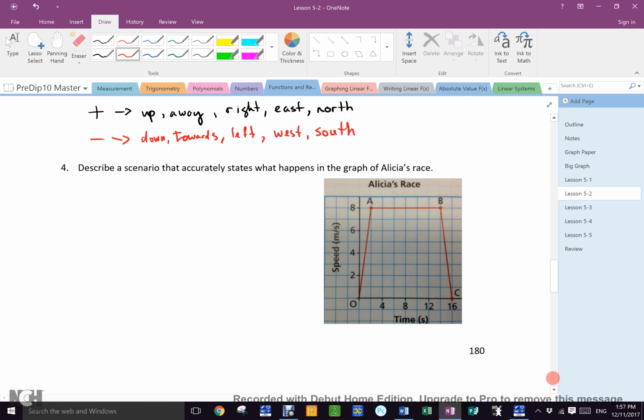Knowing what you know and paying attention to detail, write another story. Go. Alicia's race. She speeds up and then she slows down. Why are you slowing down before you finish? Here, I'll do another basic one, and then you can go into other novels.